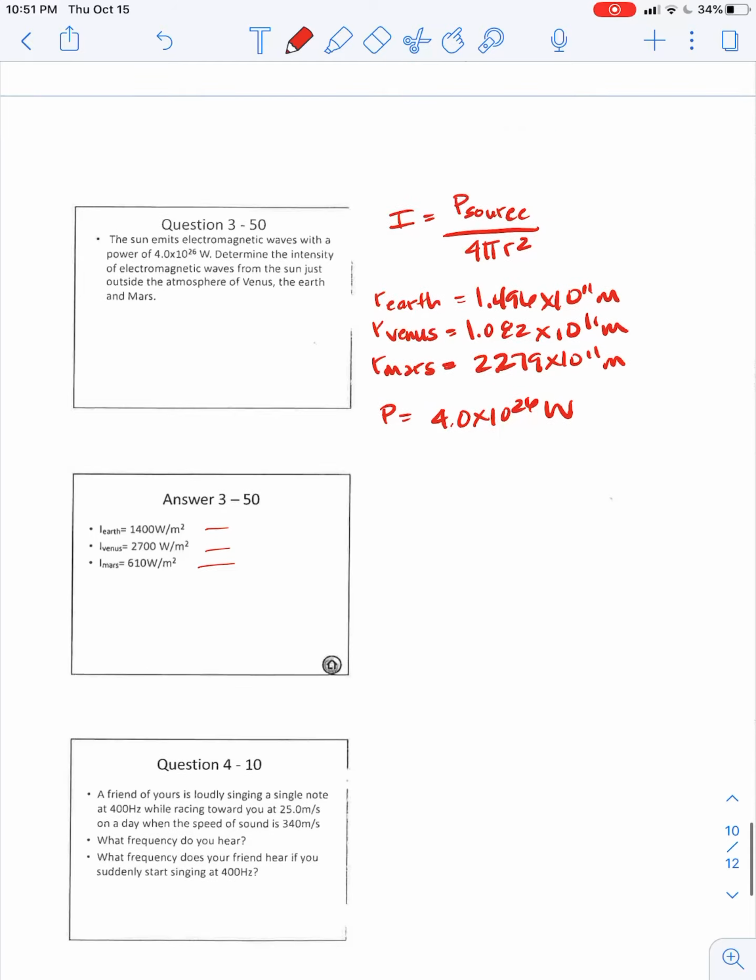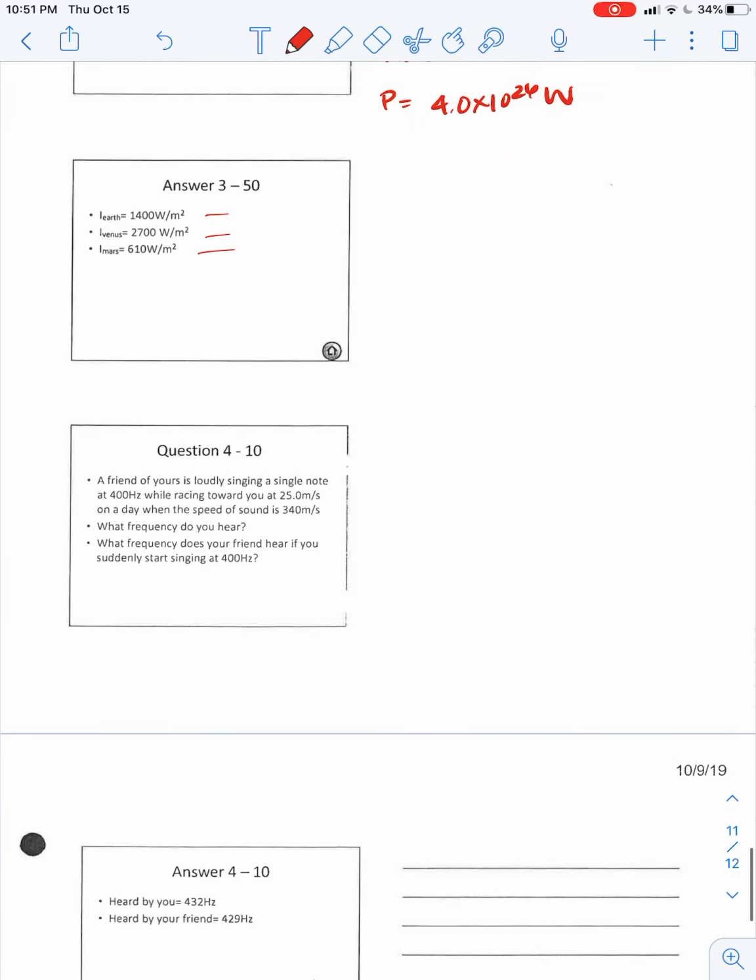And then last, it's saying that this friend of yours is loudly singing a single note of 400 hertz while racing towards you at 25 meters per second. On a day when the speed of sound is 340 meters per second, it says, what frequency do you hear and what frequency does your friend hear if you suddenly start singing?